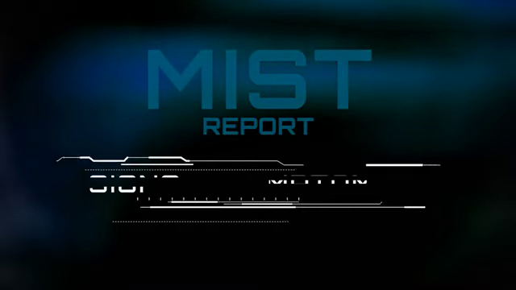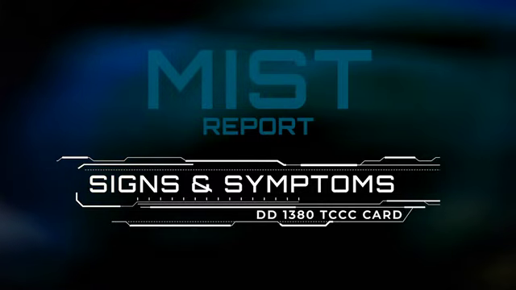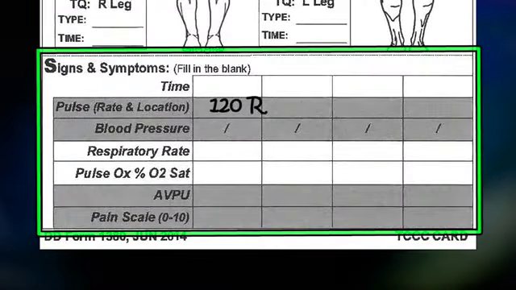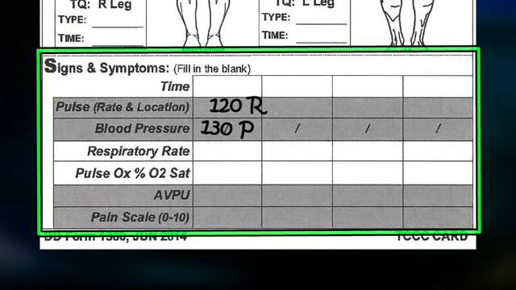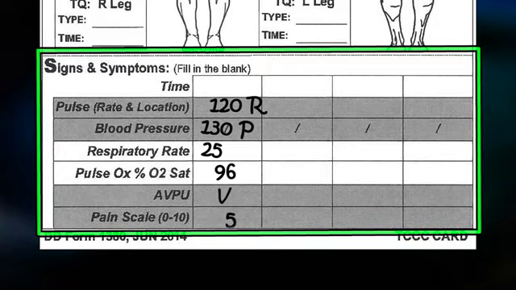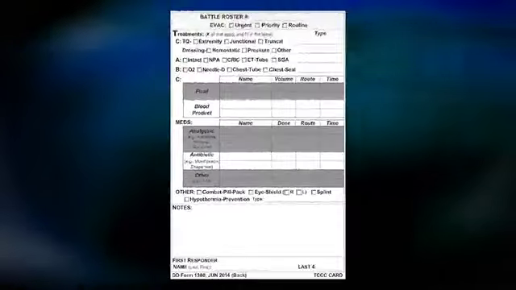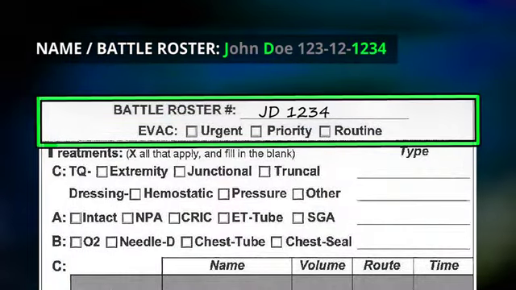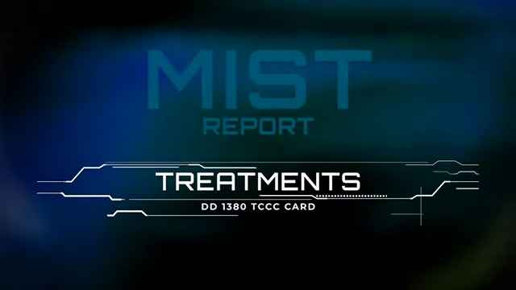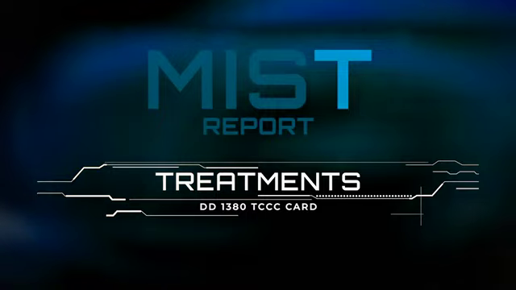After that, the last section on the front is for signs and symptoms, the S of a MIST report. This is where you would document pulse and respiratory rates. The medic might also document blood pressure readings, oxygen levels, and you can annotate the casualty's responsiveness using the AVPU scale. When you turn the card over, the top section repeats the information on the battle roster number and the evacuation priority. The next section is for treatments, the T of the MIST report.